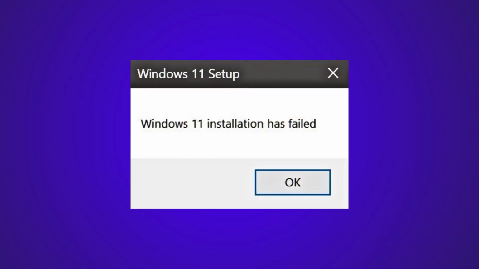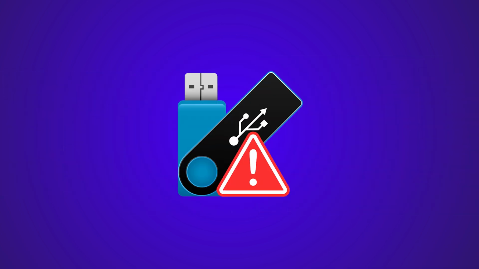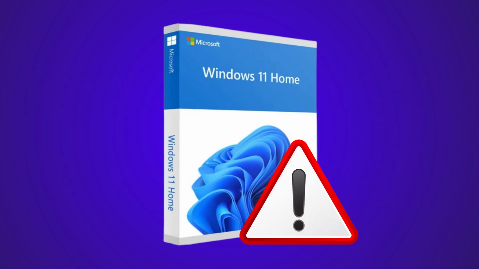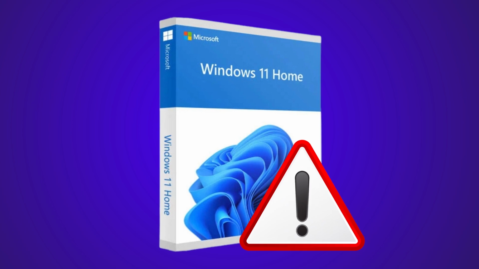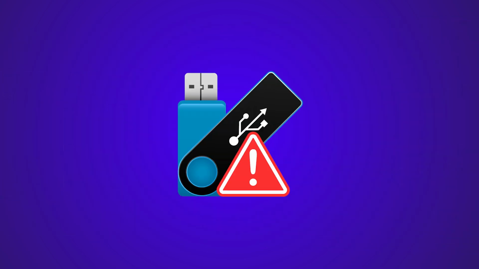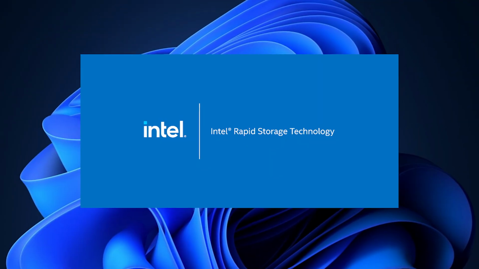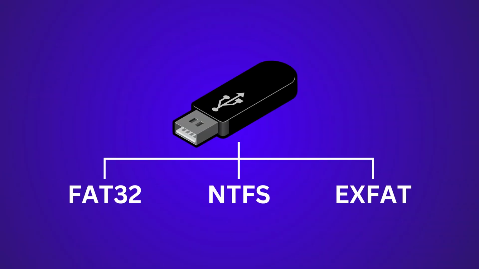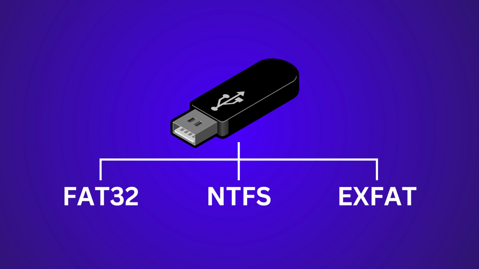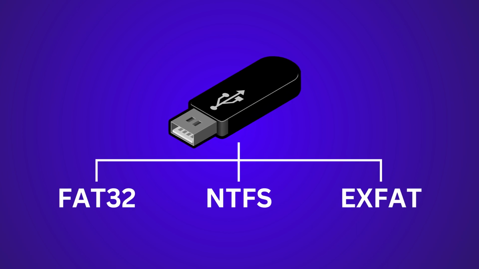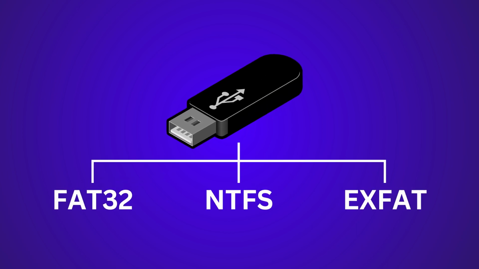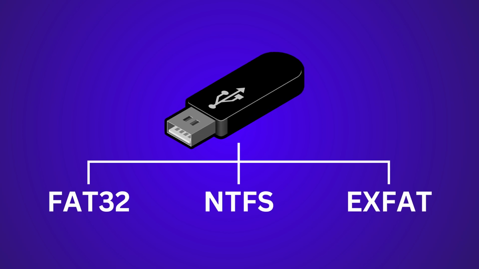There are various reasons why Windows is not installed from a USB stick. These reasons include a corrupted copy of Windows, outdated BIOS firmware, improper boot order, malfunctioning USB stick, lack of RST driver, and incompatibility of USB format. If Windows will not install from USB, follow this video to resolve the issue. Let's get started.